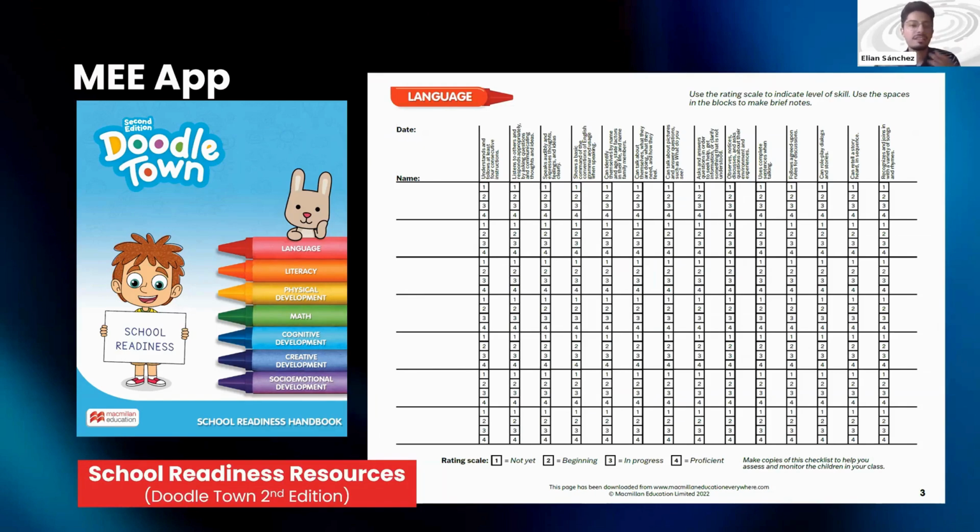These checklists or these scales are going to help us assess students not only in terms of language, but also in terms of literacy, their physical development, math, cognitive, creative, and socio-emotional development too. They can be found, again, in the Teacher Resource Center. You can download them, you can print them, you can even send them to students online if you would. But you're going to have a lot of resources to help you with this period.